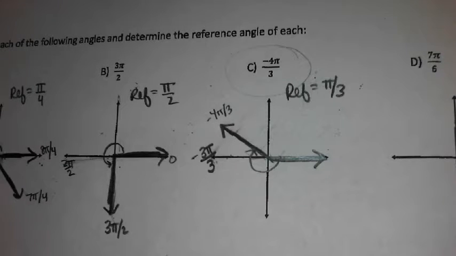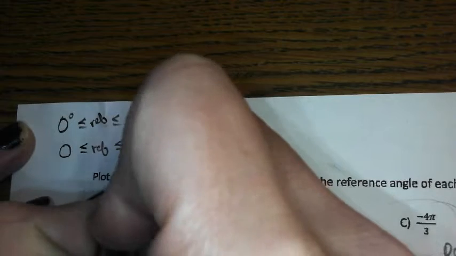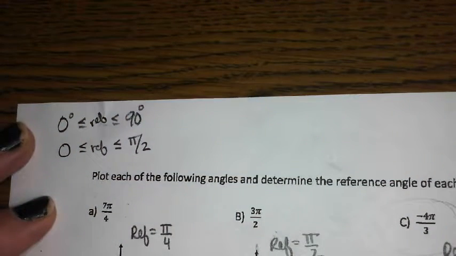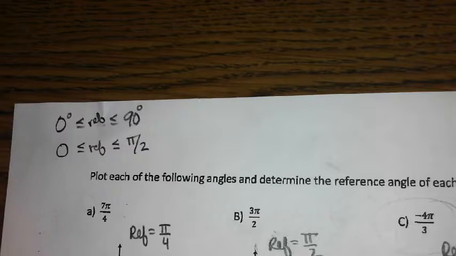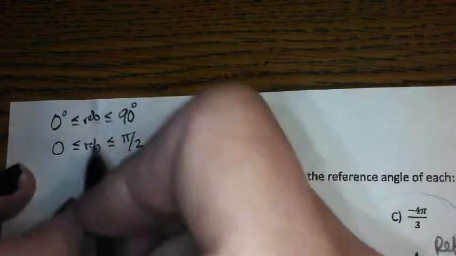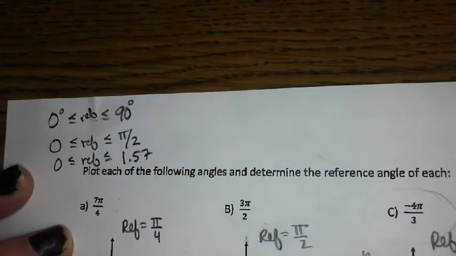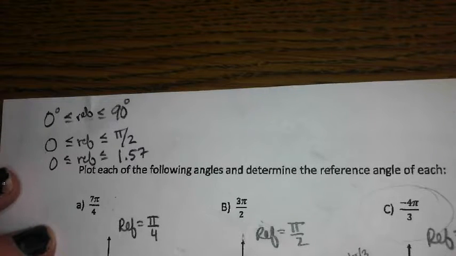Reference angles are always positive. So if it's degrees, they're between 0 and 90. I shouldn't put x, I should put ref, so you know what I'm talking about. Reference angles in degrees, always between 0 and 90. In radians, always between 0 and pi over 2. So they always are positive, unless it's 0, obviously. 0 is not positive or negative. Okay? If it's in radians but in decimal, that's between 0 and 1.57. Okie doke?